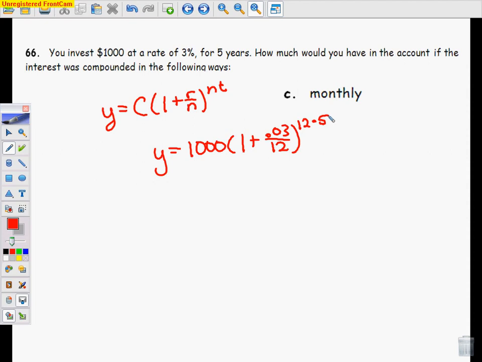0.03 divided by 12 is 0.0025. So this simplifies to 1,000 times 1.0025 raised to the 12 times 5, which is 60.